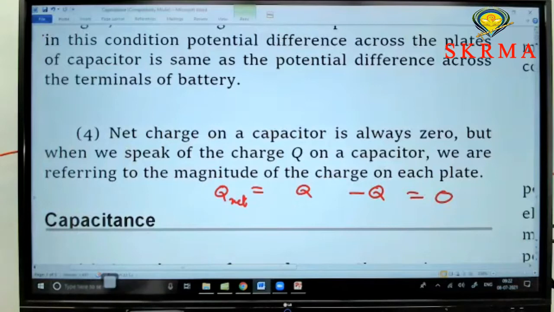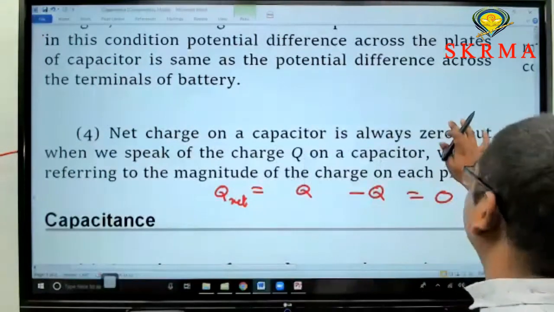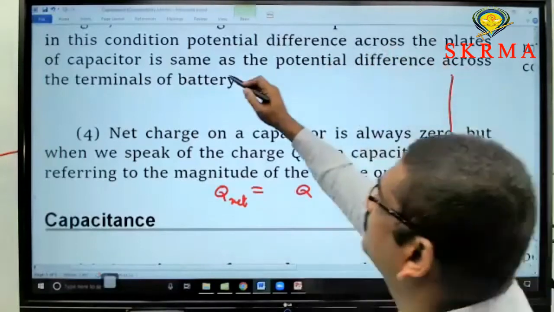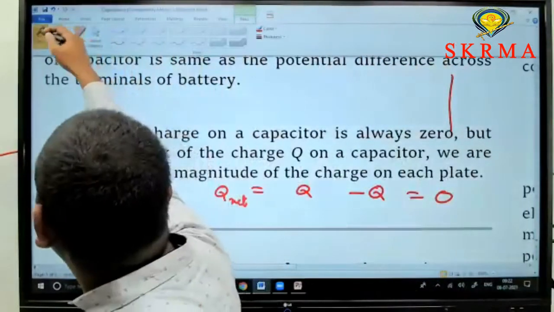Next one, capacitance. What is meant by capacitance?